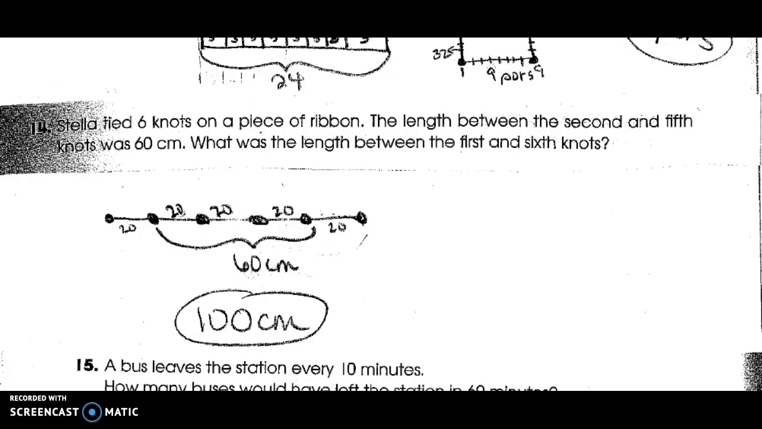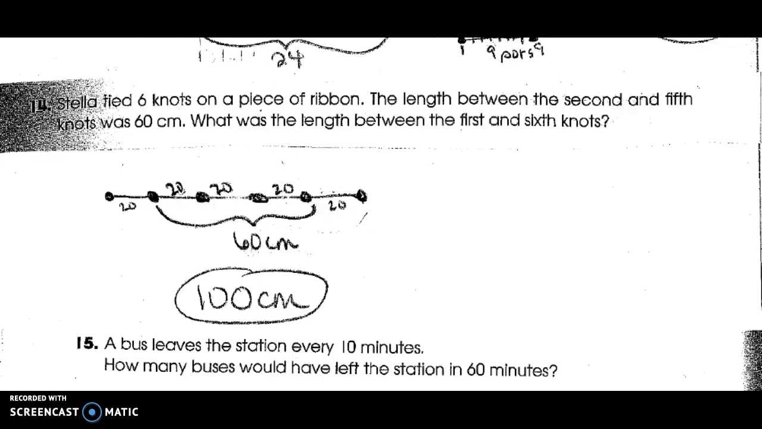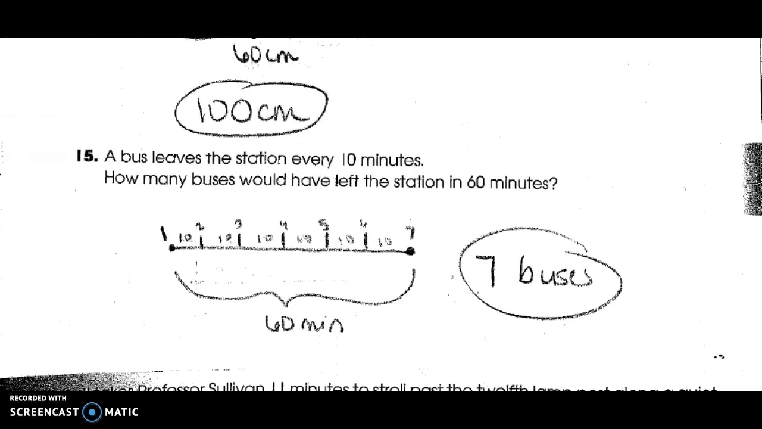You need to work number 15. Make sure you draw a picture because the picture really helps. Here's number 15. If the bus leaves the station every 10 minutes, here's the first bus leaving. Then 10 minutes later, bus 2, bus 3, bus 4, bus 5, bus 6, bus 7. 7 buses leave the station in 60 minutes because when I break up from 0 to 60, there are 6 intervals, which means 7 buses.